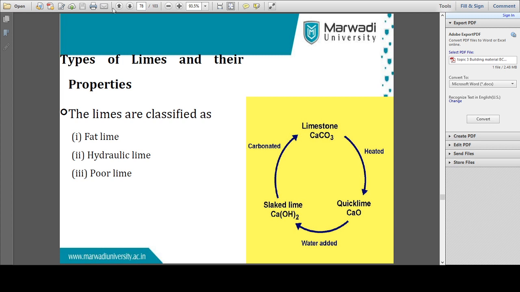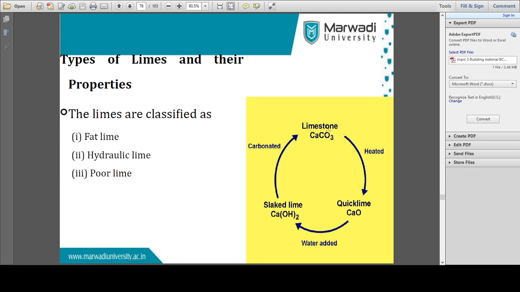Next, the topic lime we have already covered in our class, that limestone is available as a raw material, that is CaCO3. We heat it to get quicklime. So in certain procedures we can use quicklime. If we don't want to use it, we can add water and convert it into slaked lime, that is Ca(OH)2. And if we go for its carbonation, we will again get that raw material.